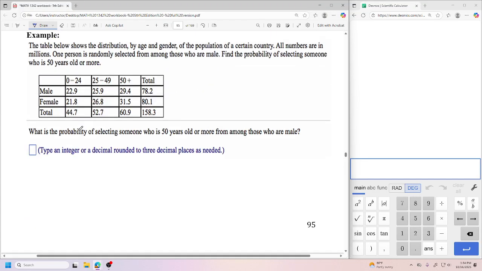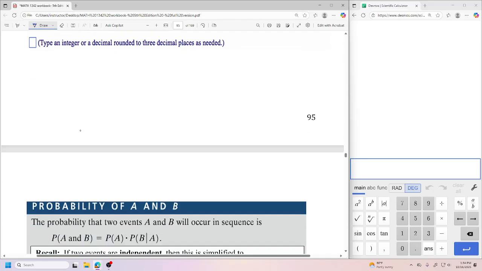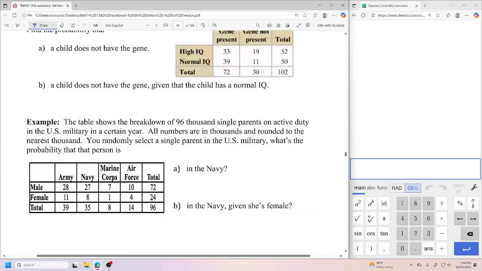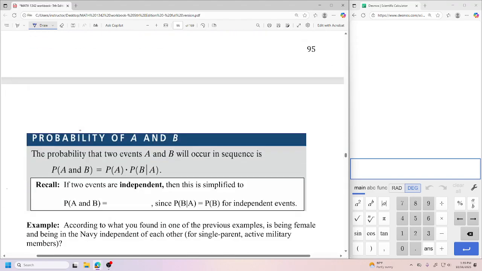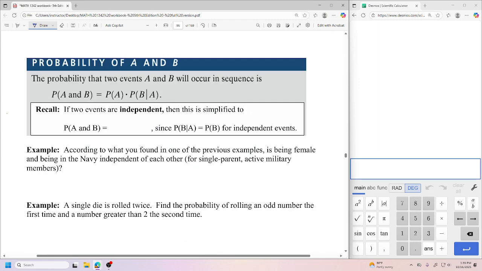So we were doing this male, female, and they were talking about Navy. Is that a different one? Oh, here, this one right here, Navy. So before I keep going, "and" means to multiply. P of A times P of B. I mean, literally, all we're doing here is multiplying. It says, according to what you found in a previous example, being female and in Navy, is it independent or not? Remember, independent means that they don't affect one another.